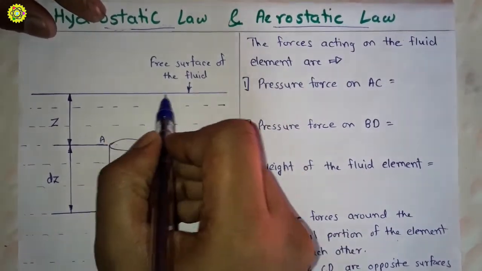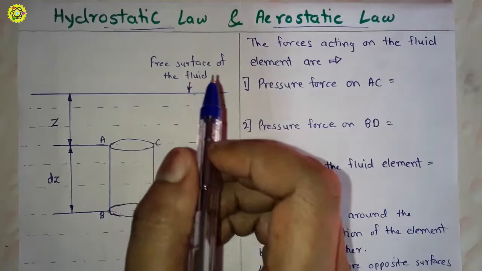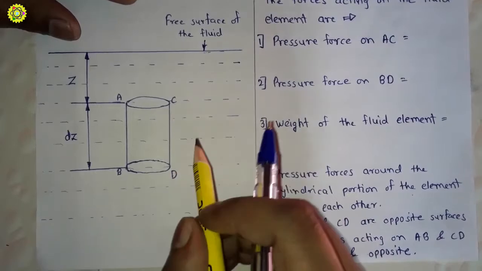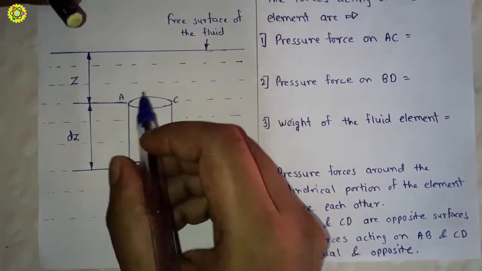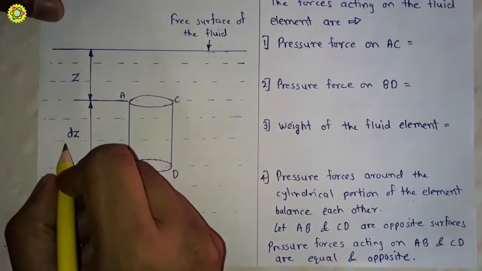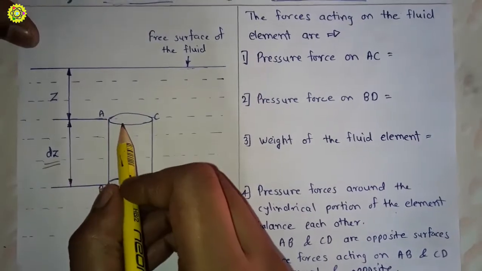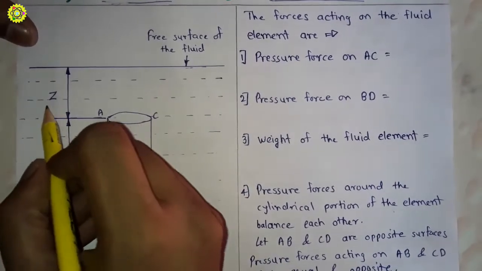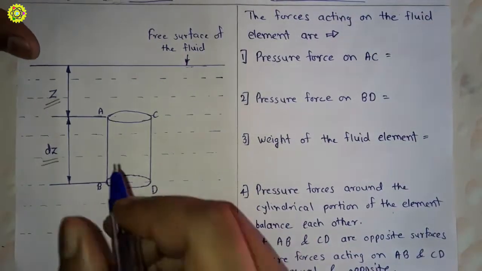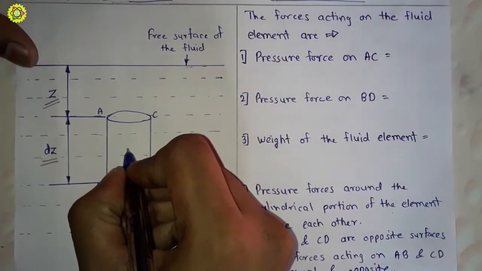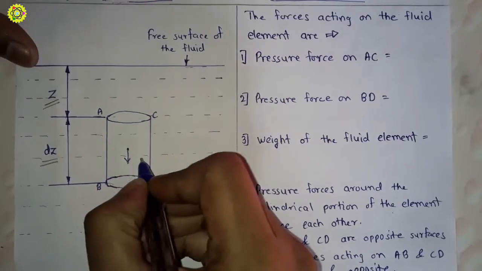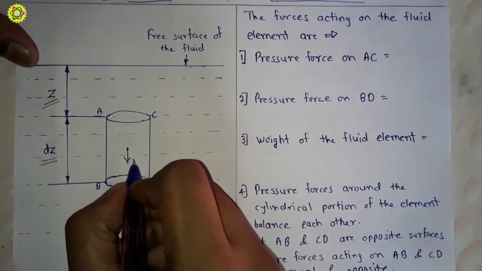Suppose this is the free surface of the fluid as you can see in the diagram, and here this is a fluid element. Okay, this is our fluid element, and this fluid element has height equal to dz, and this fluid element is at z height from the free surface. This fluid element has its self weight which acts from its center of gravity in the downward direction, denoted here as W.